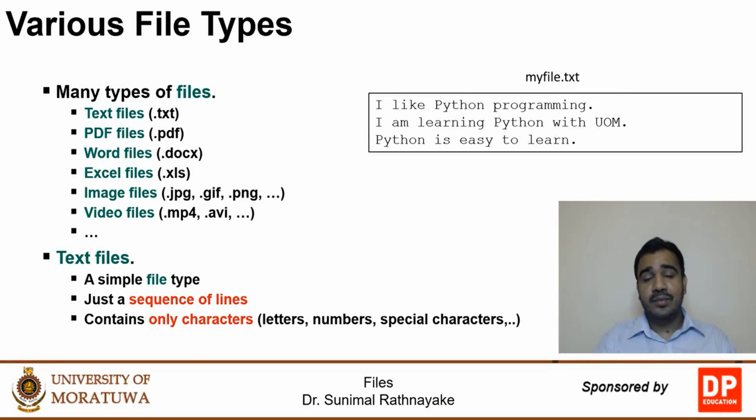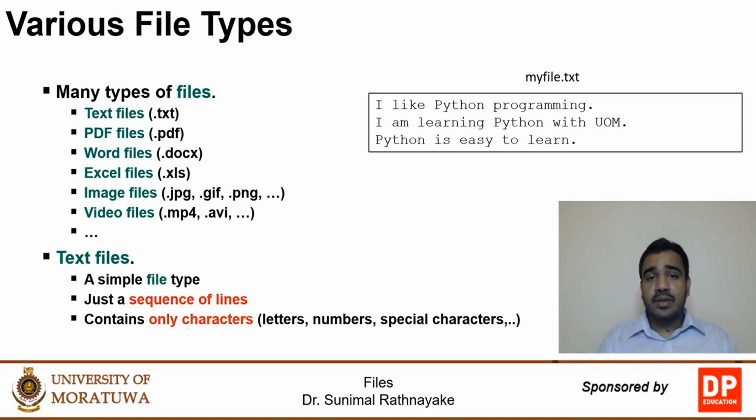For example, text files can be identified by the extension .txt. On the top right section of the slide, you can see an example text file. The name of the text file is myfile and the extension is txt, which indicates that myfile is a text file.